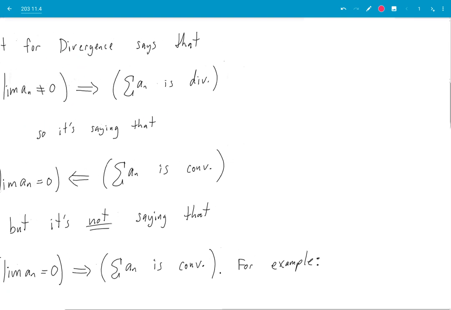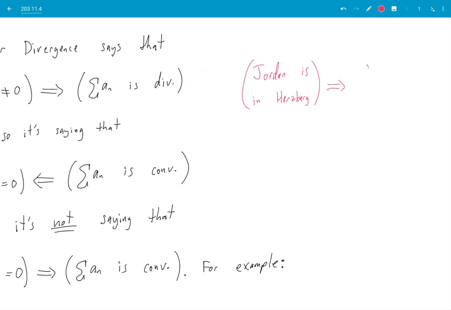So it's kind of like saying: Jordan is in Hertzberg Hall. This implies that Jordan is at John Abbott College.